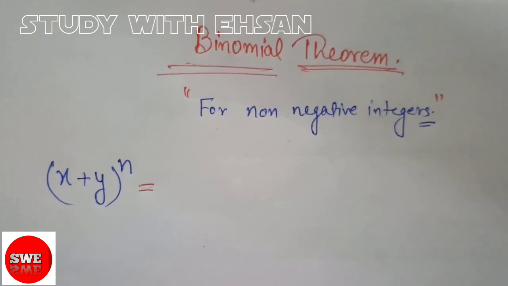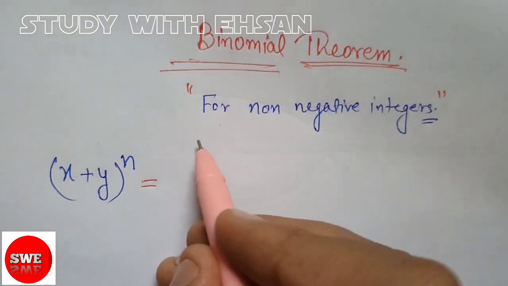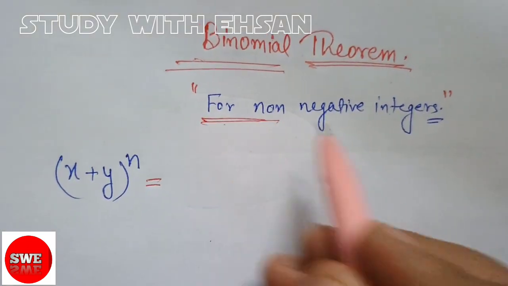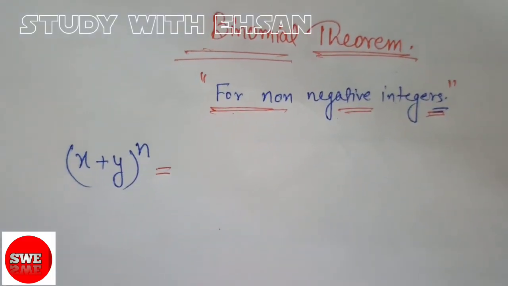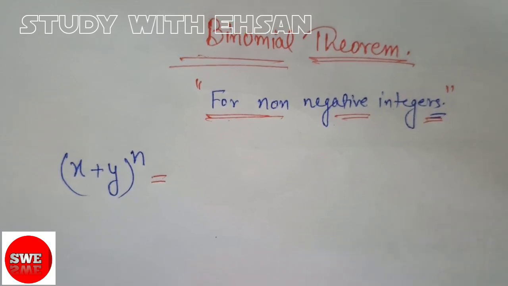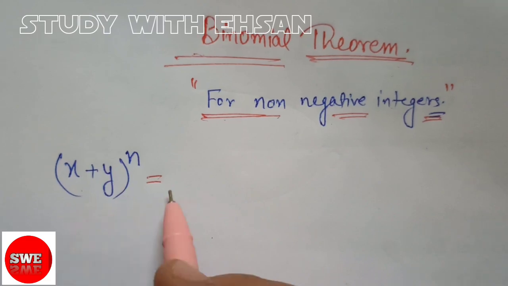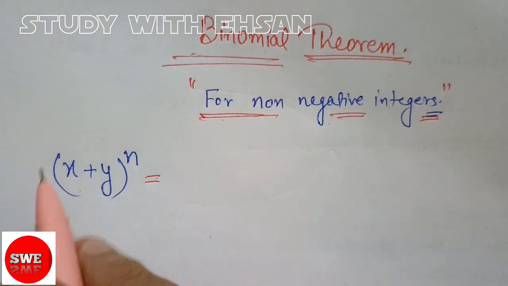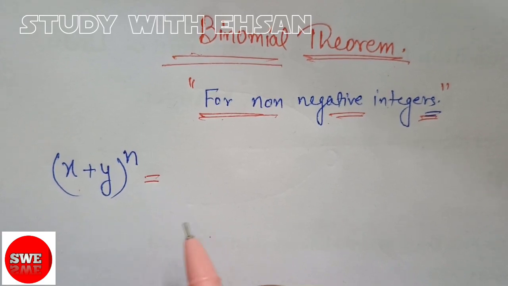So in this video we are going to learn what the binomial theorem is, and for your kind information, this binomial theorem is for non-negative integers. Yes, non-negative integers, that is, the positive integers. And what is this binomial theorem? Let me explain for you. (x + y) to the power n, how to expand this expression using the binomial theorem, and this is what we are going to study in this video.